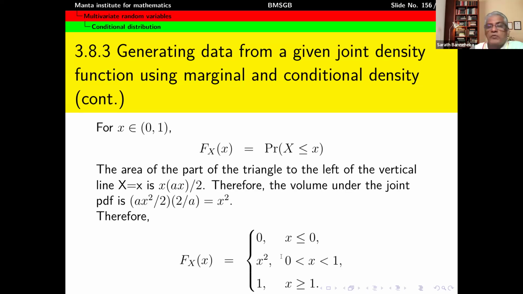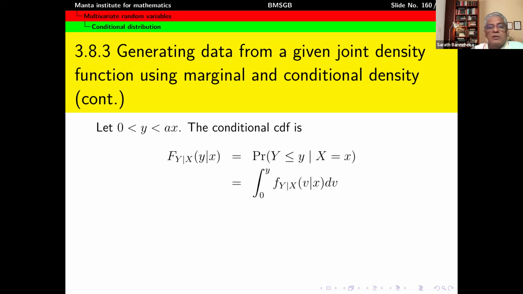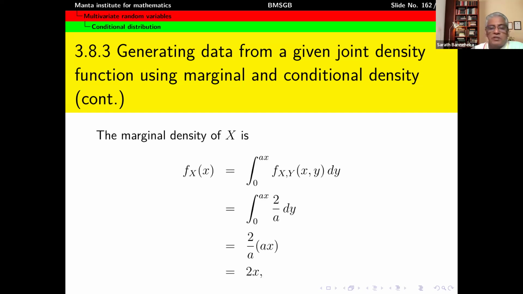So what we got was not the marginal, actually. If you want to get the marginal, you can just take the derivative of this one. This is the CDF, right? So if you want to get the marginal, you could have obtained it by just taking the derivative of this thing. So that will be 2x. But here I'm just using the definition, right? So from that also I'm getting 2x, right?